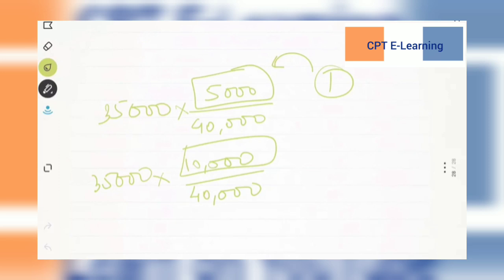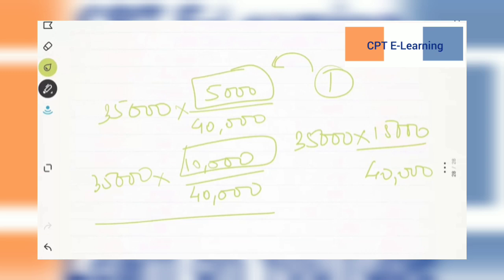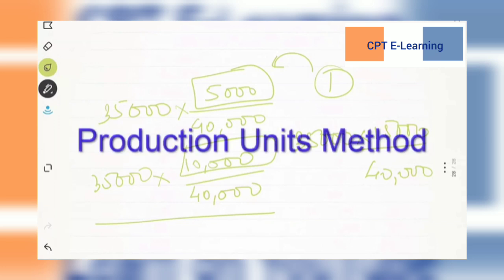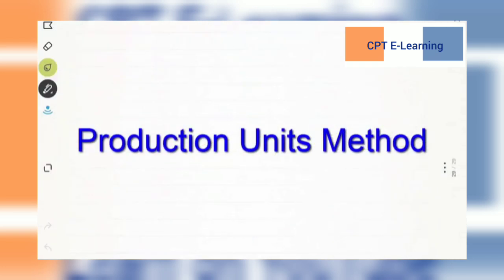If someone asks me for the third year, it will be the same as the second year, and for the fourth year, the depreciation will be 35,000 into 15,000 divided by 40,000. That's it. I think it is very easy for you to understand this one. Let's move on to the next method. The next method is production units method. This is very similar to the machine hours method.